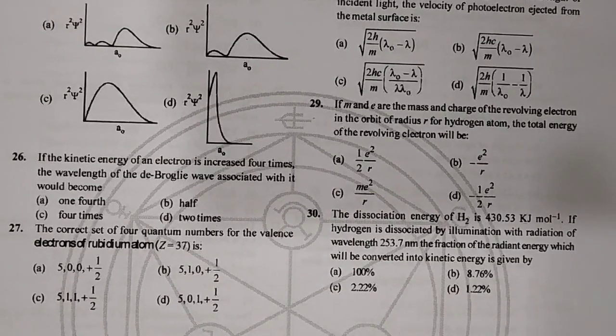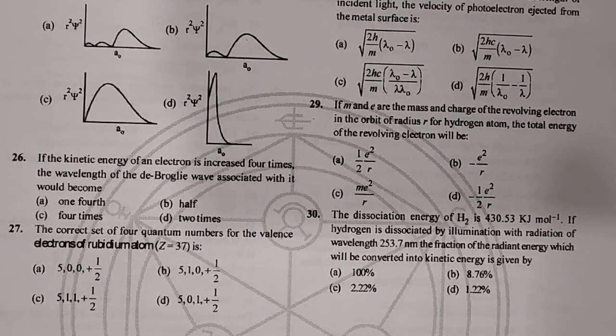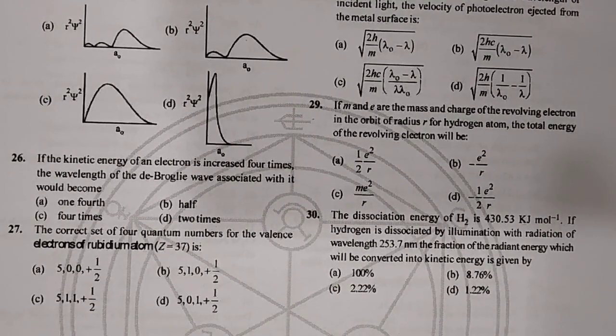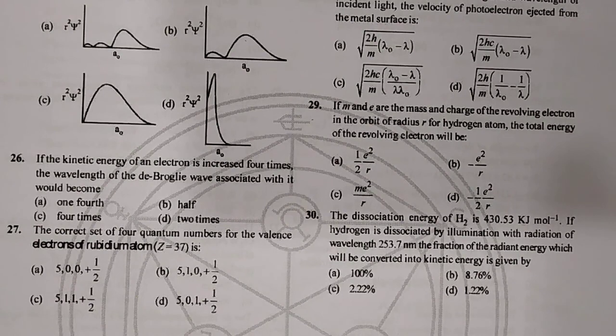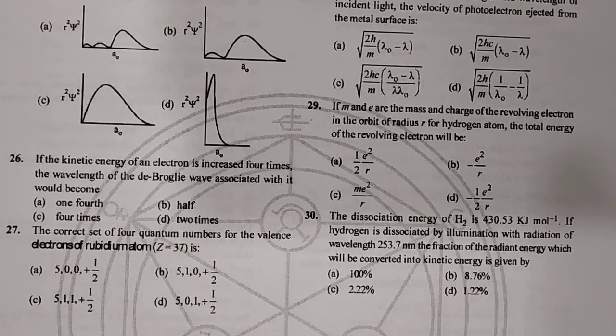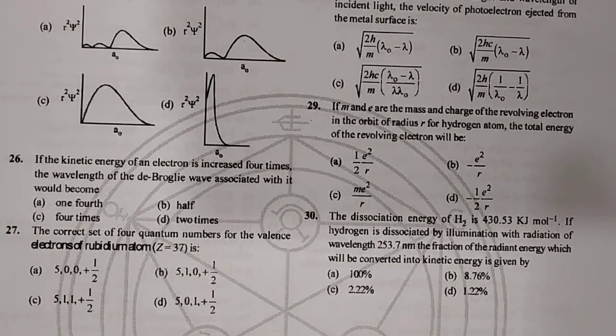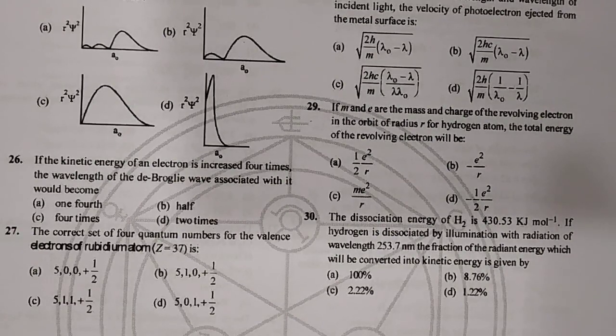29 on your screen. If m and e are the mass and charge of revolving electron in the orbit of radius r of a hydrogen atom, the total energy of this revolving electron will be. So बहुत easy है. Answer is D Delhi. Last, 30th, the dissociation energy of H2 is this. If the hydrogen dissociates by illuminating radiation of 253.7 nanometer, then percentage of kinetic energy आपको ढूंढना है.